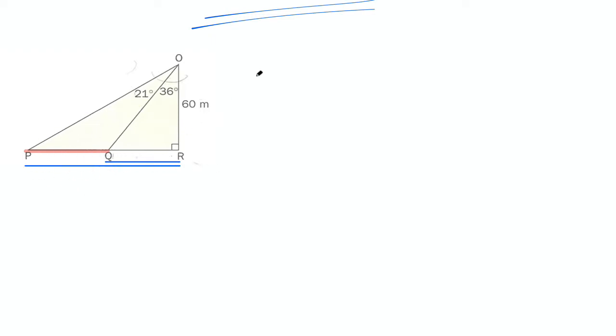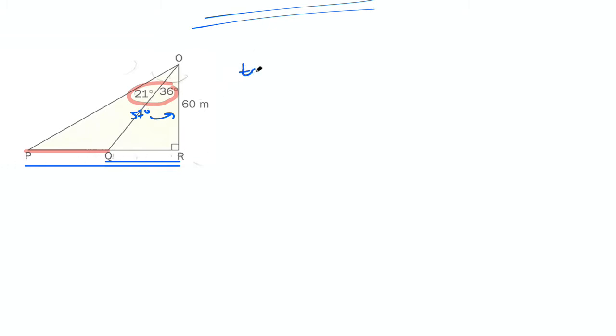To find PR, I have to look at this big triangle here. That means this total is going to give me 57 degrees, meaning the adjacent side is 60, and the missing side, PR, is our opposite.